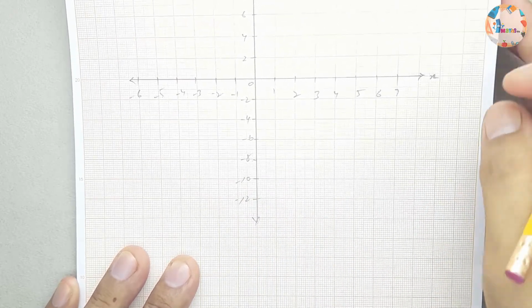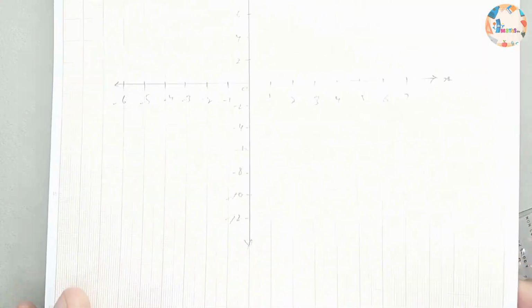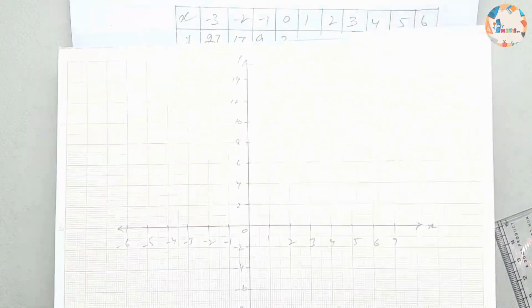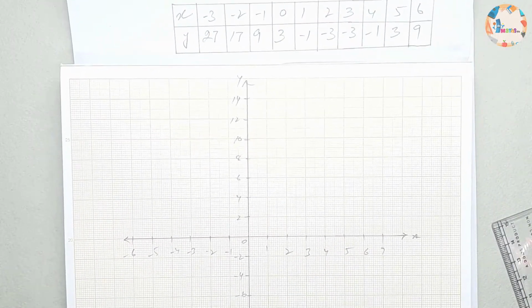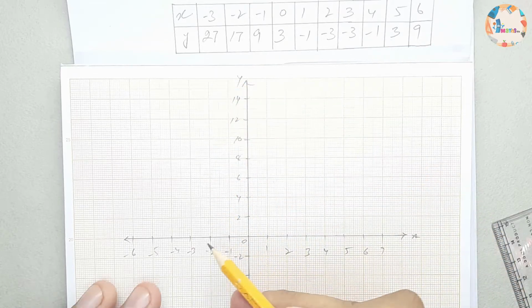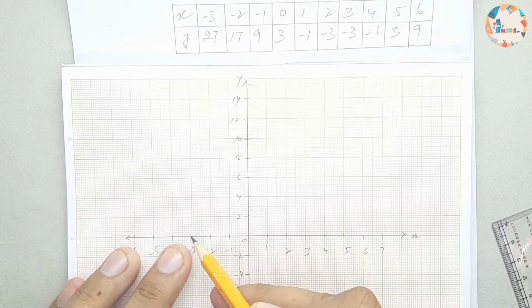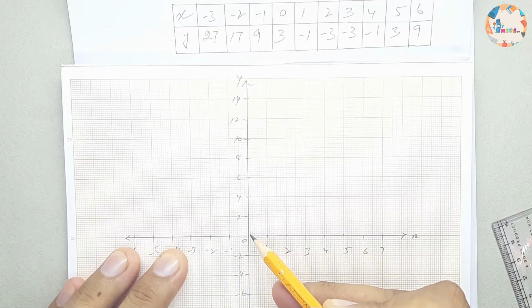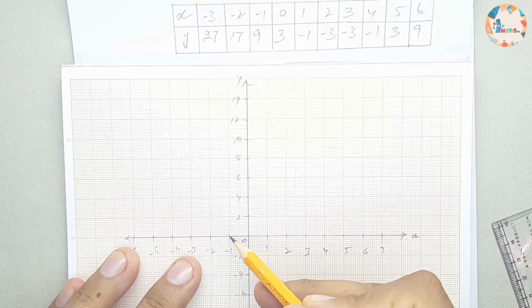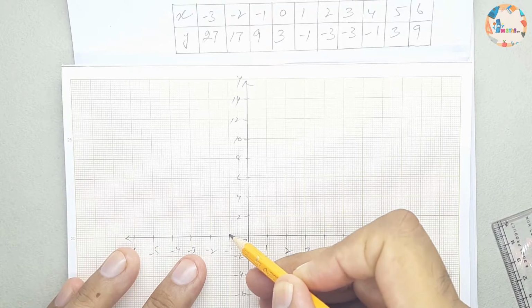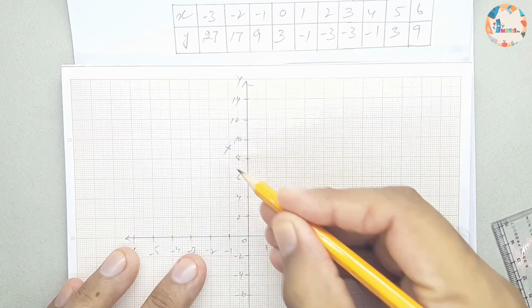Now after plotting this one, we have to indicate the points, and if we go to the table of values, -3 and 27 is like a huge number, so we'll leave that one. And we can take -1 and 9. -1 is this one, and 9 will be in between these two.